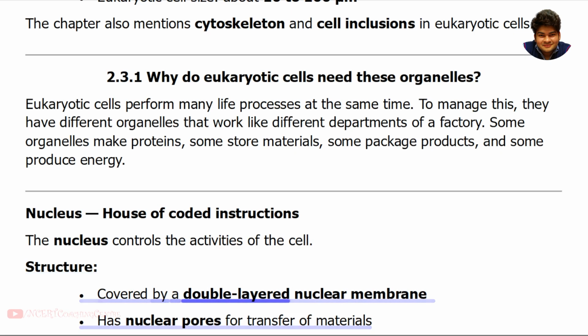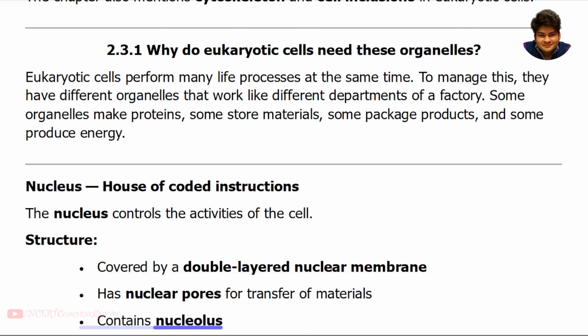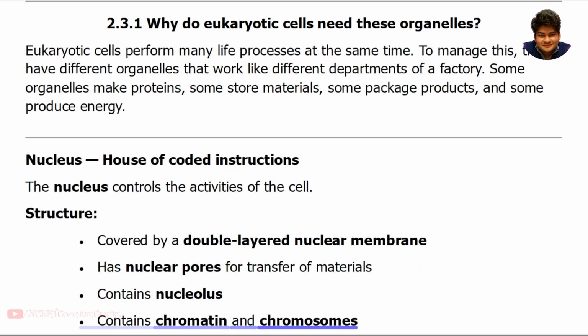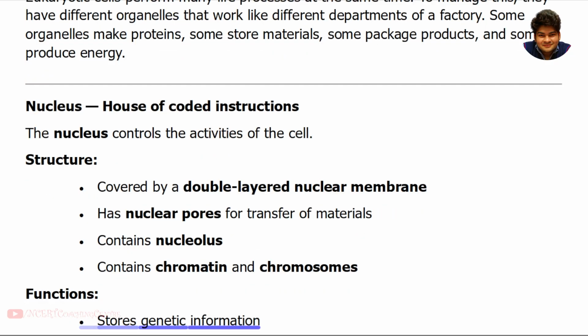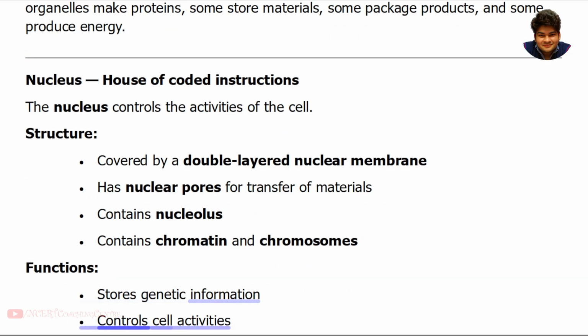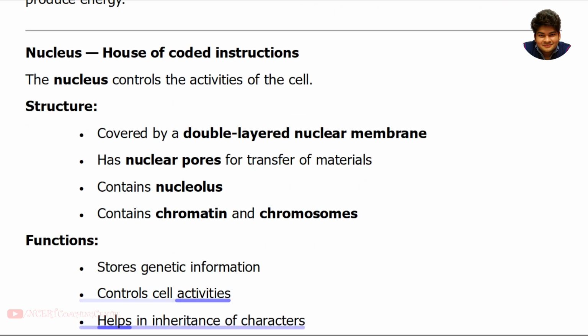Covered by a double-layered nuclear membrane, has nuclear pores for transfer of materials. Contains nucleolus. Contains chromatin and chromosomes. Functions: stores genetic information, controls cell activities, helps in inheritance of characters.